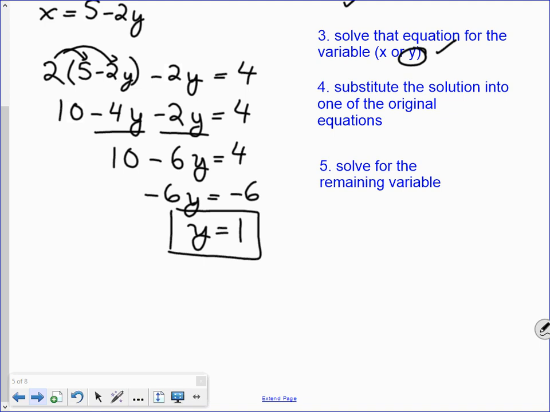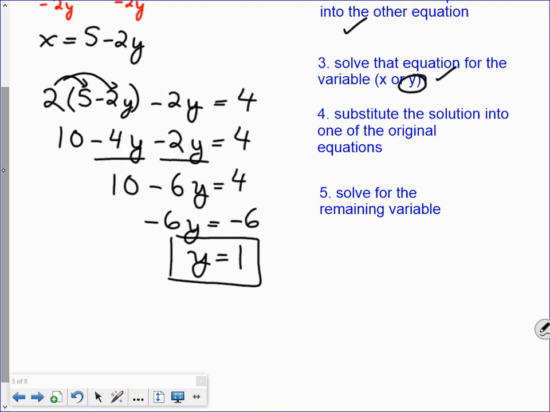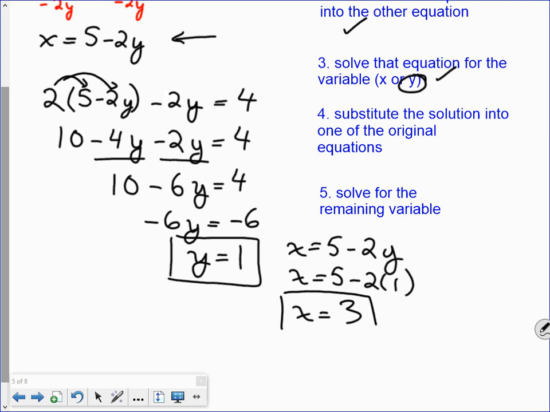Now we substitute that answer into one of the original equations. So I would use this one right here. X is 5 minus 2y. X equals 5 minus 2y. And let's sub in y is equal to 1. 5 minus 2 times 1. And let's solve this to get our value for x. 5 minus 2 is going to be 3. So x equals 3. And there's our solution. X equals 3, y equals 1, or the point 3, 1.